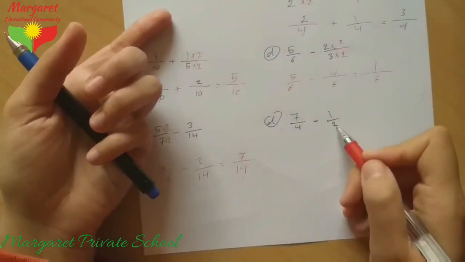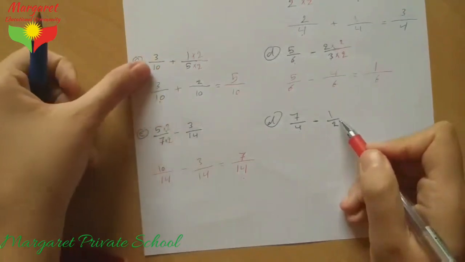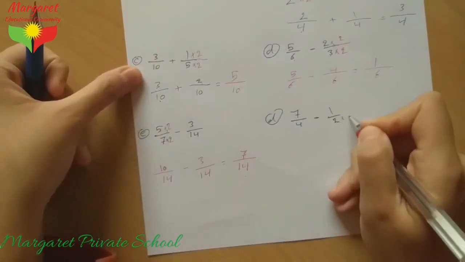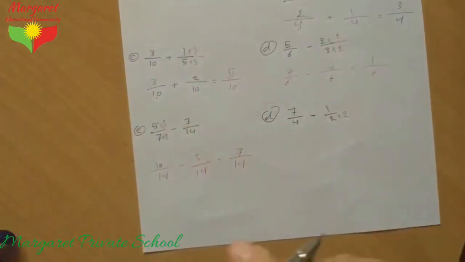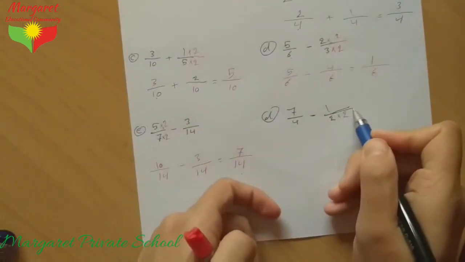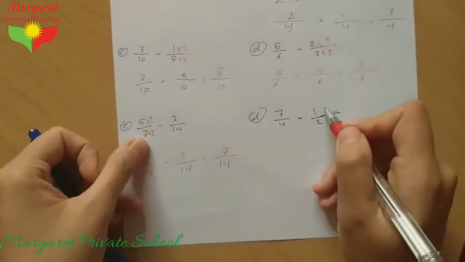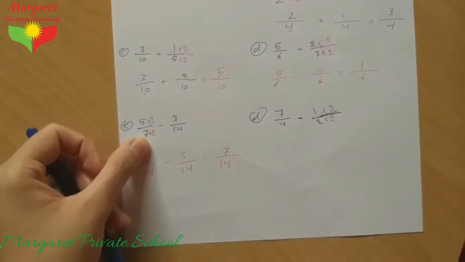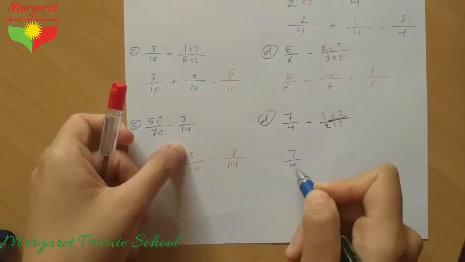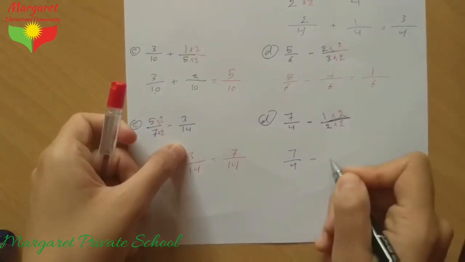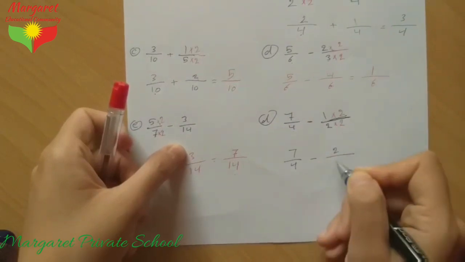2 times which number equals 4? Of course, 2 times 2 equals 4, because the denominator times 2, so the numerator times 2. Okay, now write 7 over 4 minus 1 times 2, 2. 2 times 2, 4.